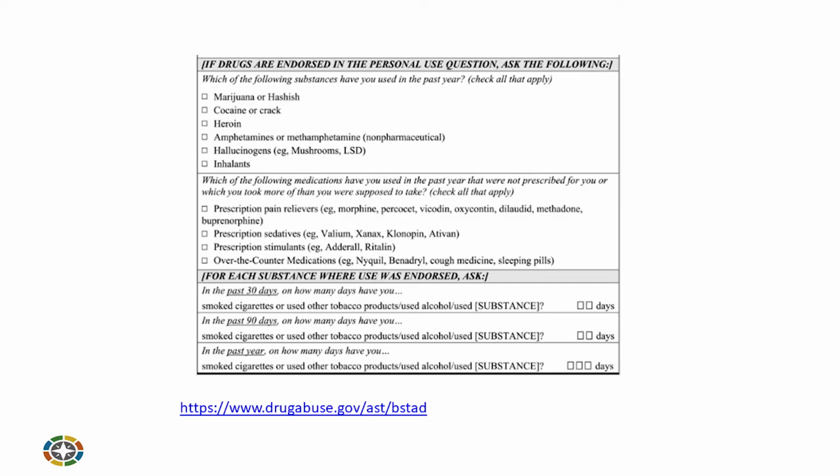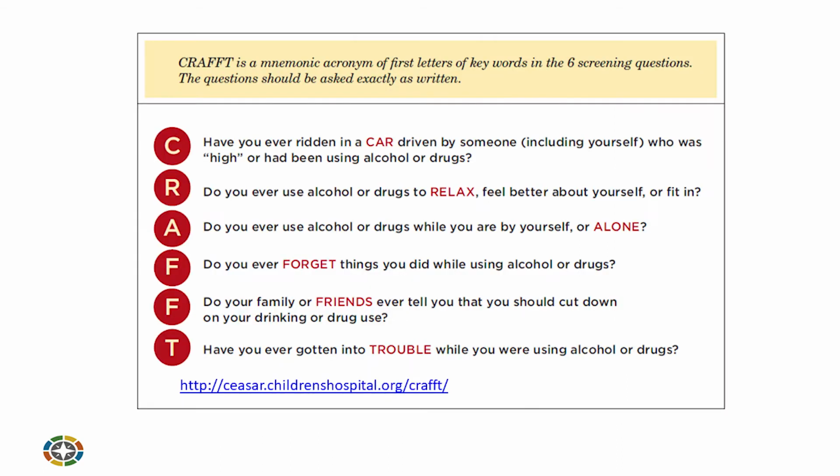And in the past year, have you used cigarettes or other tobacco products? Have you used beer, wine, or any drink containing alcohol, and have you done any of these behaviors? And then you ask which of the substances you have used. This particular tool separates out marijuana, cocaine, heroin, amphetamines, hallucinogens, and inhalants. And then prescription pain relievers, sedatives, prescription stimulants, and over-the-counter medications. And then it asks about 30 days, 90 days, and past year use.